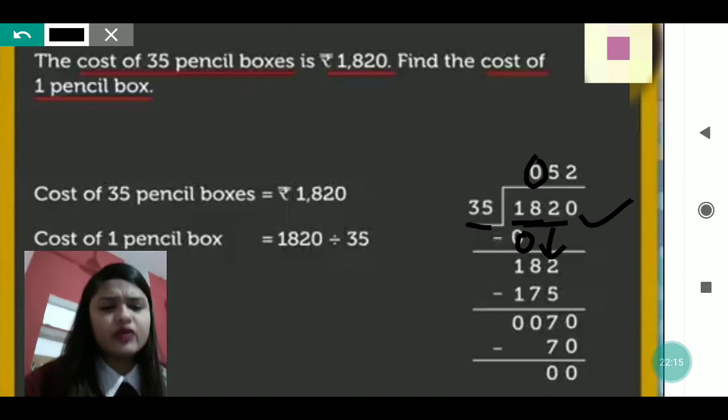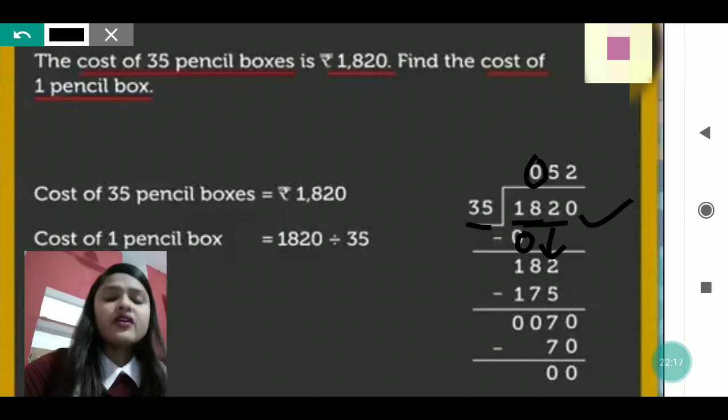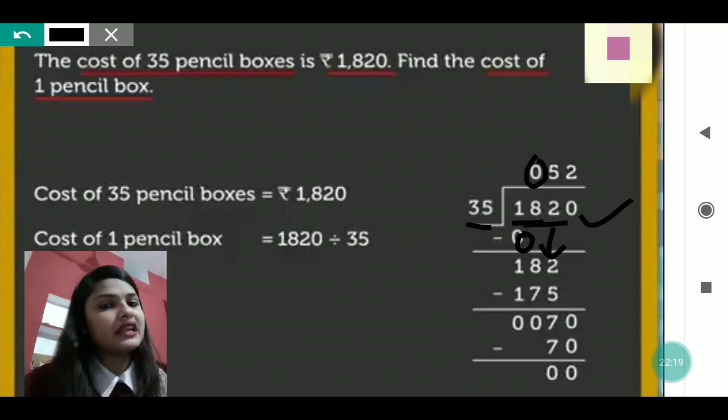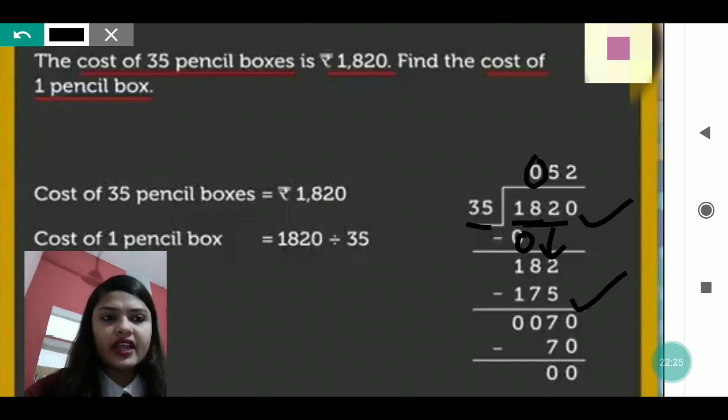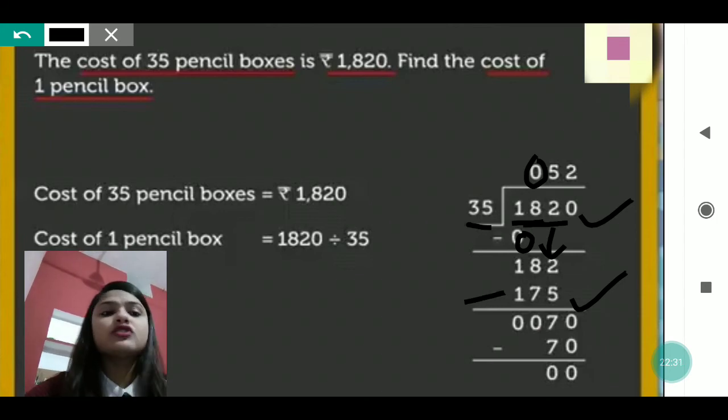Now, is 182 divisible? Yes, 182 is exactly not divisible, but less than 182 there is 175. So that 175 we will write just below 182, and we will subtract this. When you subtract, 2 minus 5 is not possible.